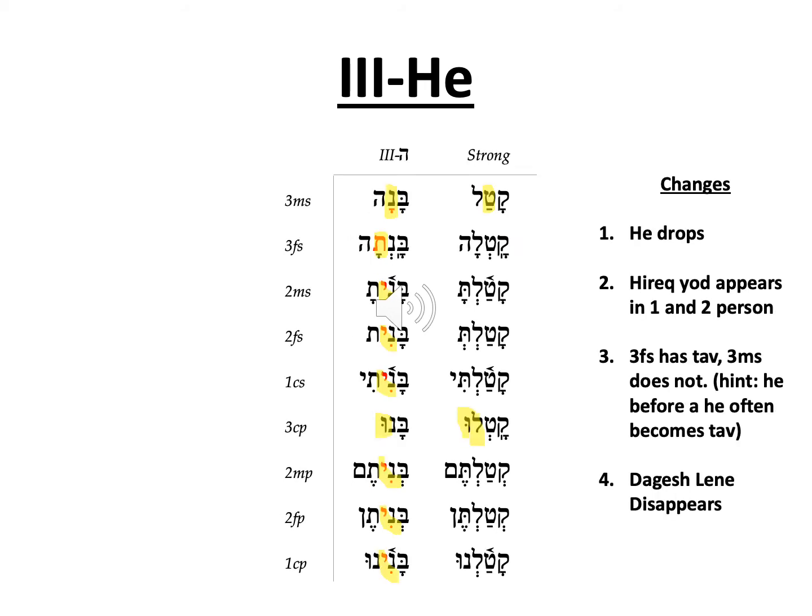Third hey verbs are very similar to third aleph verbs or lamed aleph verbs, except that the hey will not just quiesce, it will drop completely. Most of the time, the hey as it drops will be replaced by a hirik yod, except in the three fs where it is replaced with a tav. Again, the dagesh lene will disappear from the subject ending.